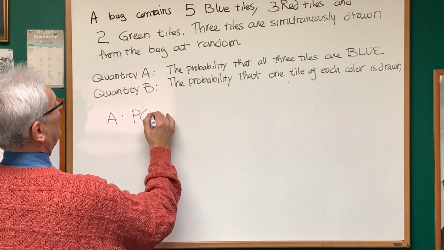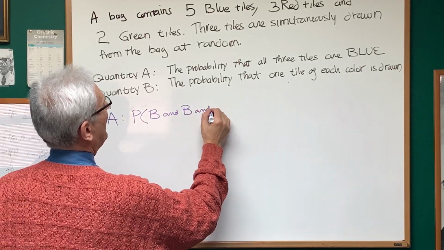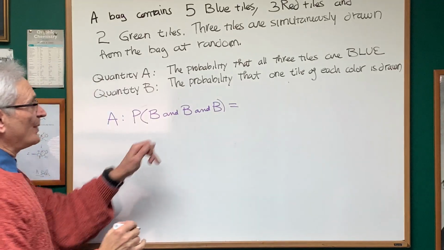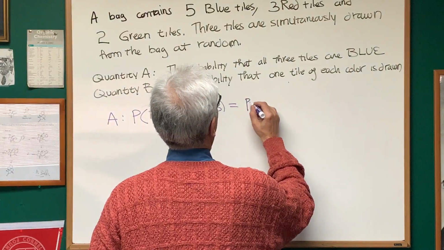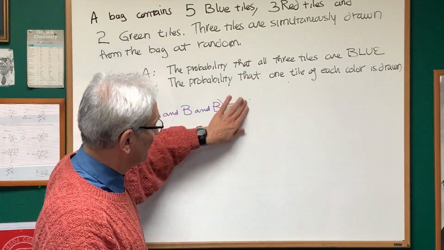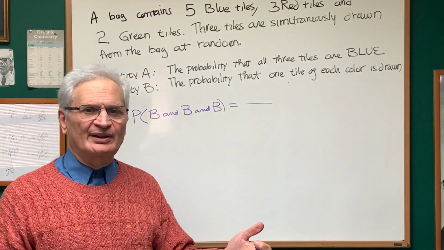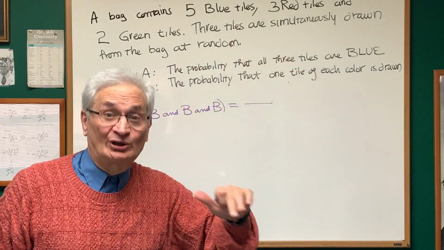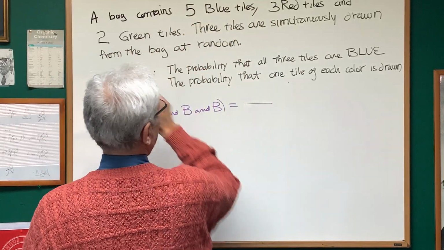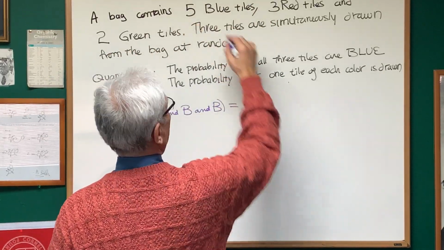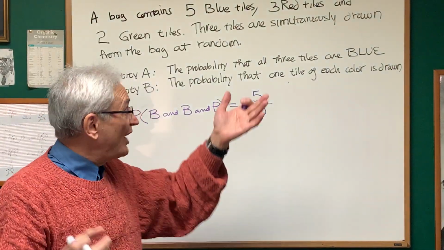We want the probability of choosing a blue tile and another blue tile and another blue tile. Well, when we're looking for AND outcomes in probability, it implies that we're going to multiply. So that's what we're going to do. Well, let's just go right to the calculations. The basic formula for probability is the number of favorable outcomes over the total number of outcomes. Well, how many total tiles are there in the bag? 5 plus 3 plus 2. There are 10 tiles in the bag, and 5 of them are blue. So the probability of choosing the first tile being blue is 5 out of 10.